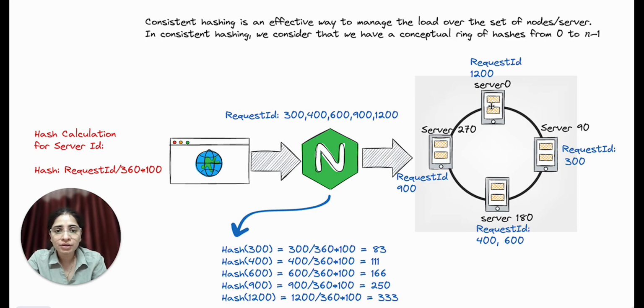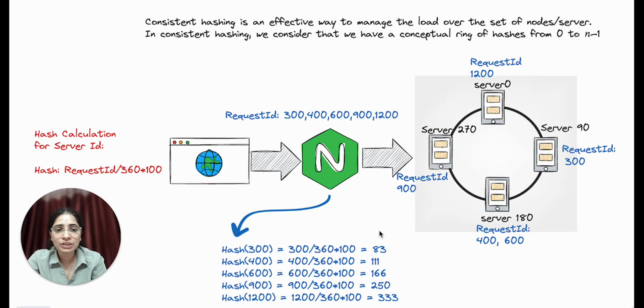So after the distribution of all the requests, we'll have request ID 1200 on server 0, request ID 300 on server 90, request IDs 400 and 600 on server 180, and request ID 900 on server 270. So all these three servers will have only one load, but this server will have two requests load.